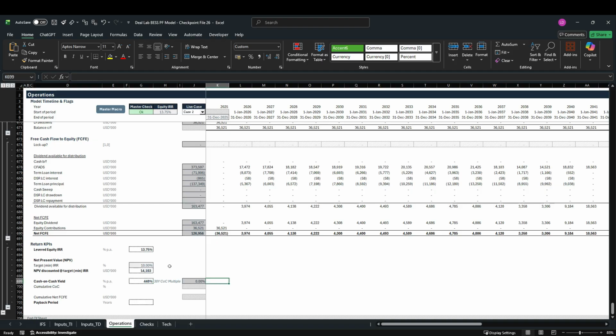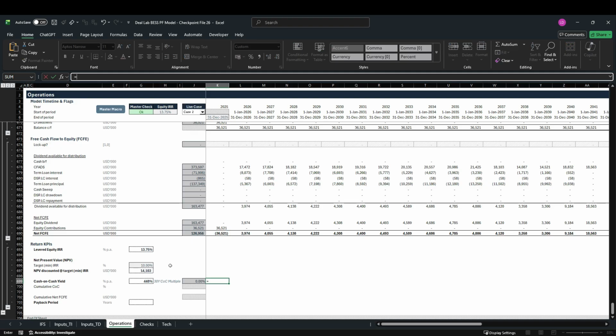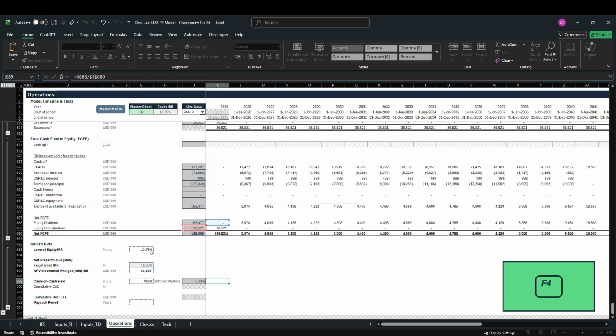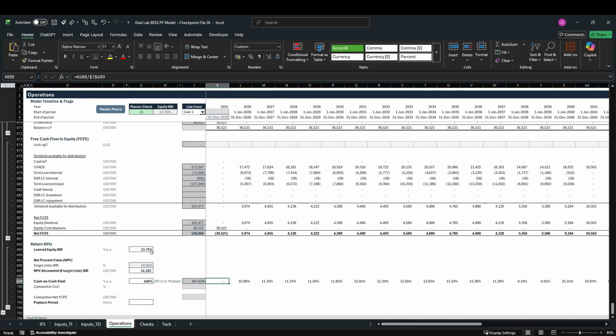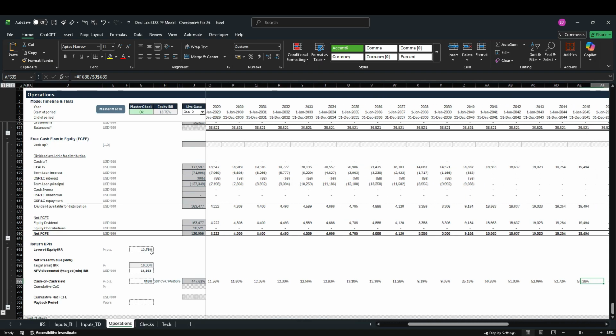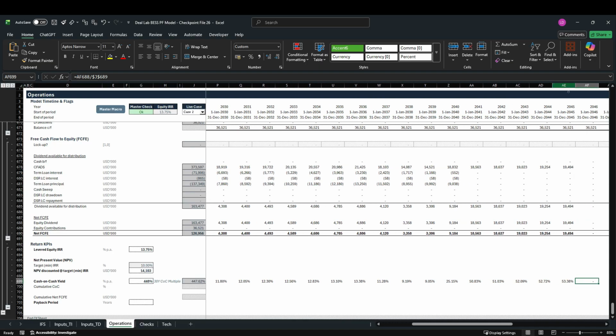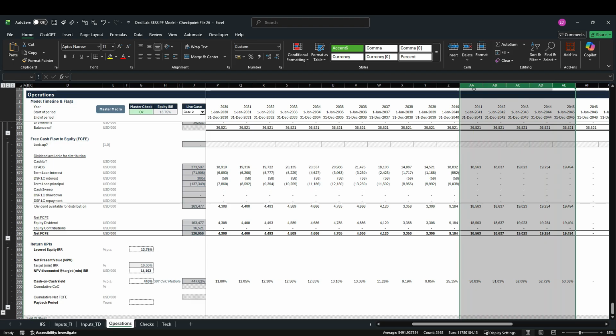Then we can also calculate how much cash on cash we get in each period. And that pretty much only equals our equity dividend divided by our initial investment in J689. Hit F4 once to fully anchor it. Then we can drag it over, Control R. And you can see that our cash on cash yield initially is around 10% each year, between 10, 12, 13%. And then there's a significant jump in the end where you can see that most of our money actually comes back in the last 5 years.